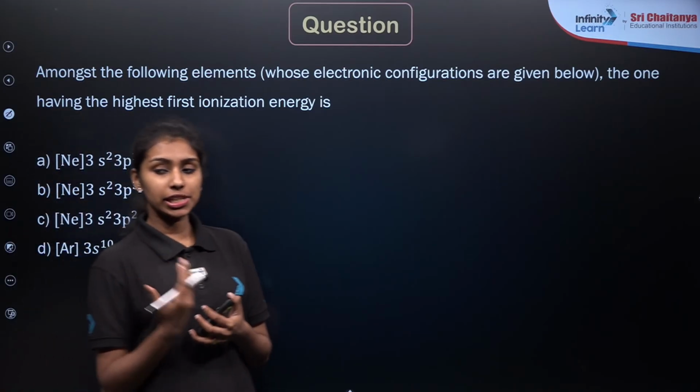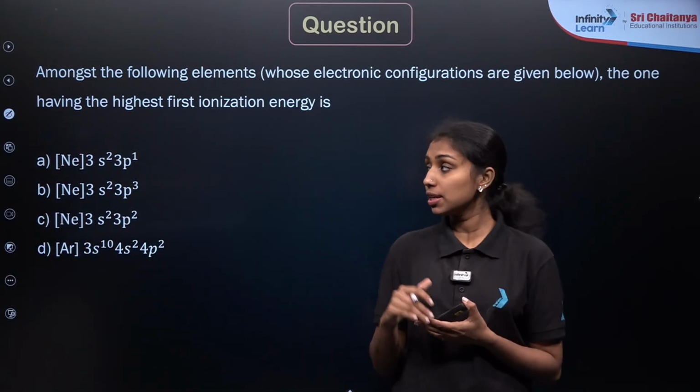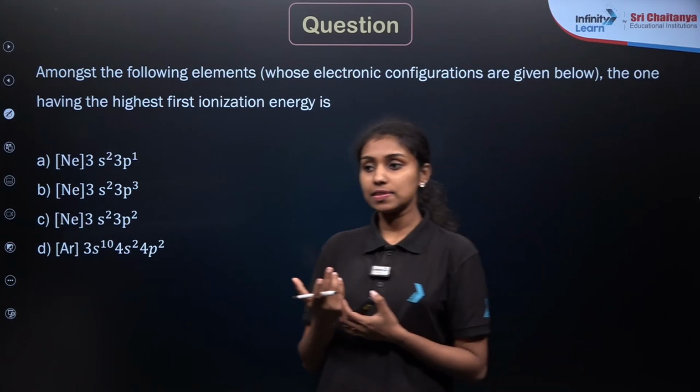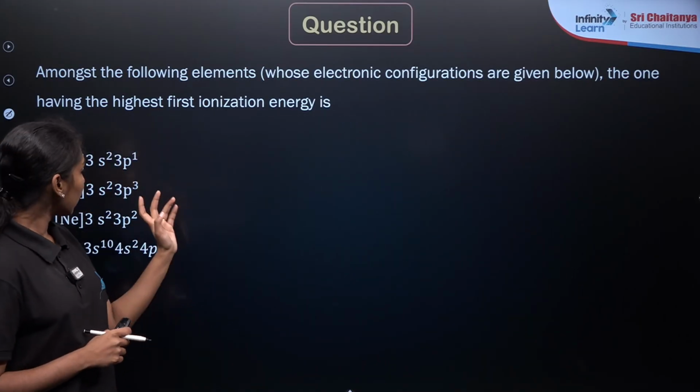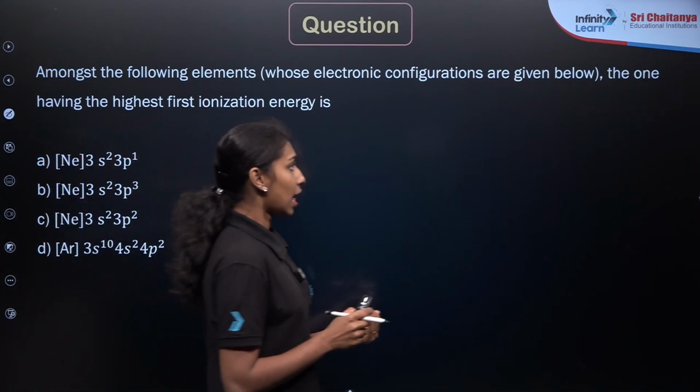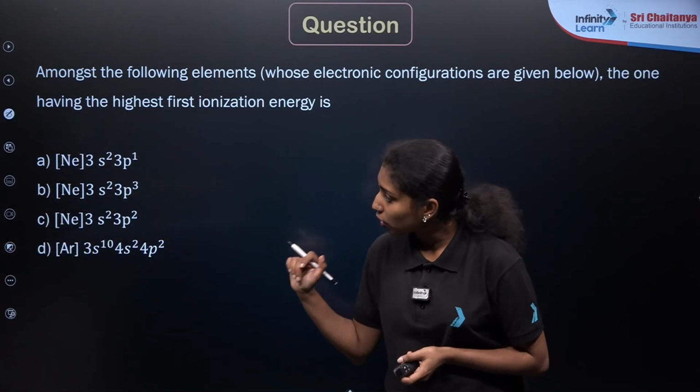So what do we mean by the ionization energy? If we want to remove the last electron from the shell, we need to give some energy for that. That energy is commonly known as the ionization energy. So from here, we need to identify the one which is having the stable valence shell electronic configuration, right?